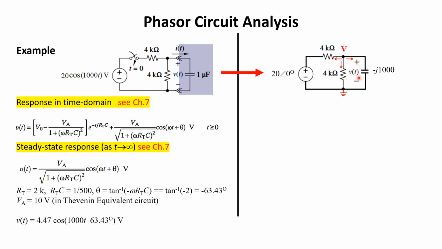Now as we want to find the capacitor voltage, we can use mesh analysis, mesh 1, mesh 2, or we can use node analysis. There are 3 nodes: the ground node, node 1, and node 2. We know the voltage at this node, it is 20 with angle 0, and we have to write only one equation at this node. Writing the node equation, this current will be V minus 20 divided by 4000.